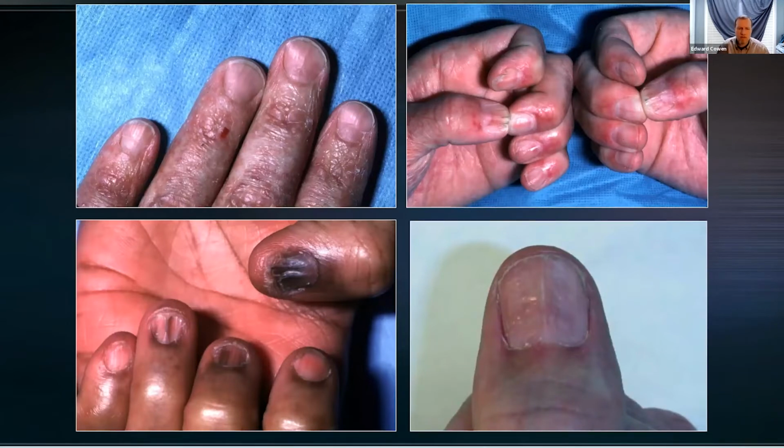Nail changes are also very common in GvHD, and this can range from just brittle nails, nails that split easily, to people who will lose their nails altogether. But this is not a diagnostic feature because this can follow chemotherapy or thyroid disease or even nutritional abnormalities.